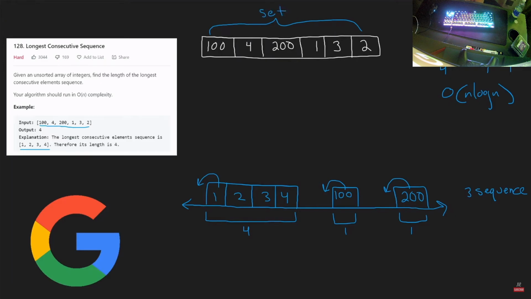So now to find the start of the ranges, let's start iterating through our array. So we get to the first element, 100. Does it have a left neighbor? Well, we can check our set. It doesn't have 99 in it. So this is the start of a sequence. So let's get the length of the sequence.